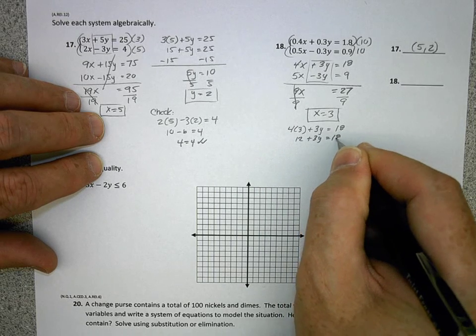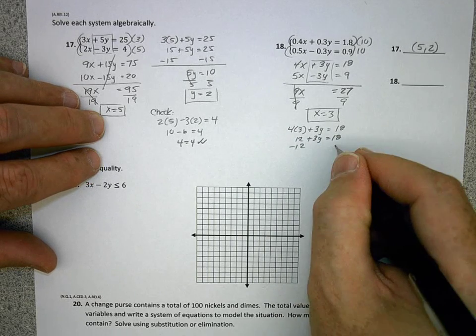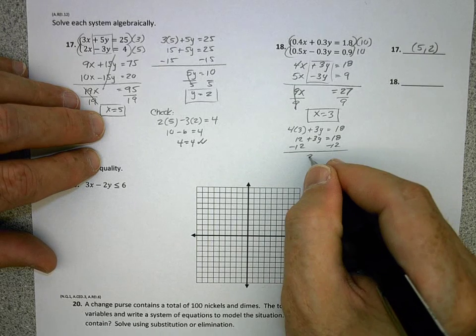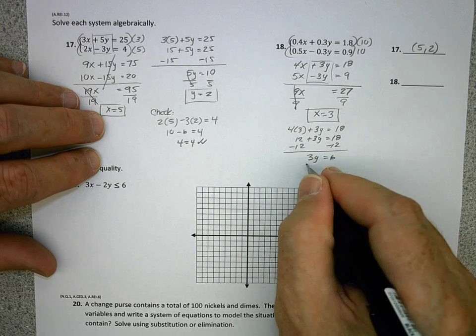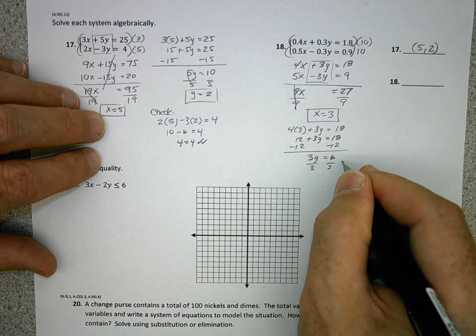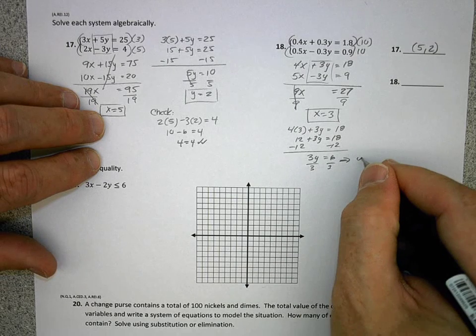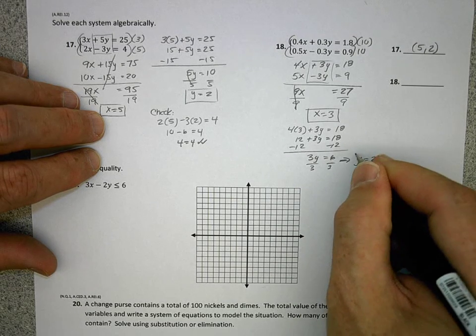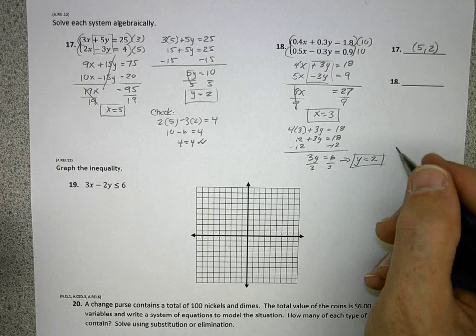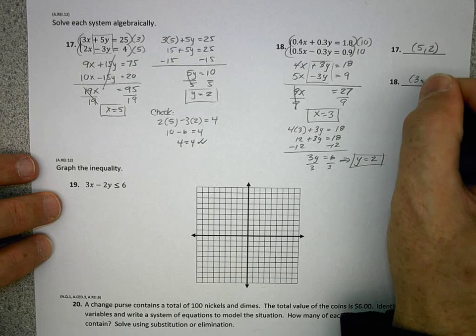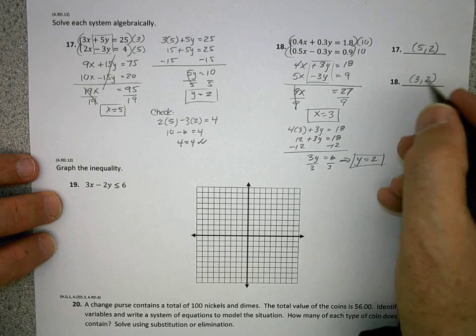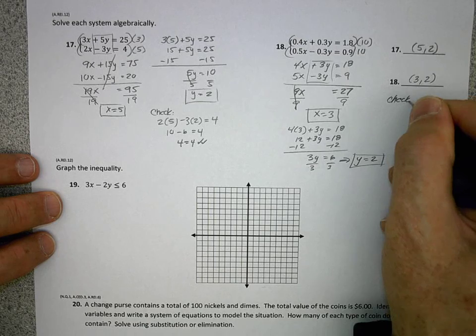If I subtract the 12, I get 3y equals 6. Divide by 3, and I get that y equals 2. So my answer is (3, 2). If I want to check my answer, I'll do it in the other one.